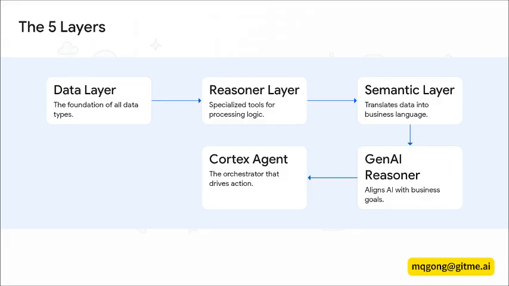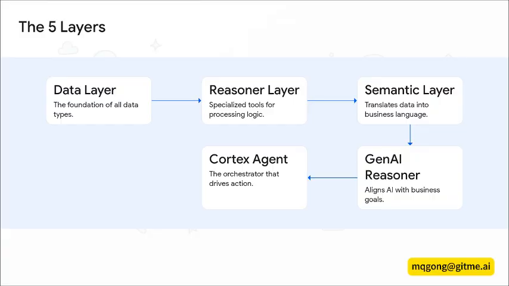We start at the bottom with the data layer. That's like the system's senses, just taking in all the information. Then we move up through the reasoner and semantic layers, which are kind of like the brain's processing centers, figuring out what all that data actually means. And finally, we get to the GenAI reasoner and the Cortex agent at the very top, which act as the executive function, the part that makes the final call.